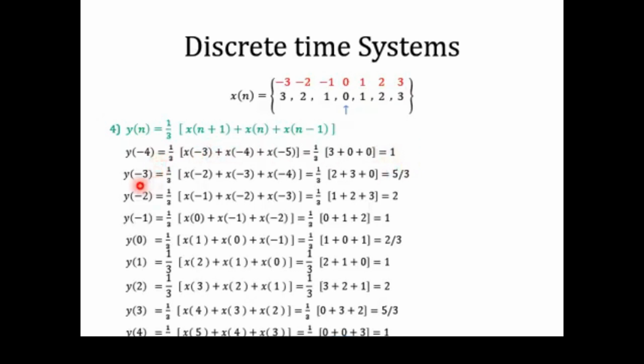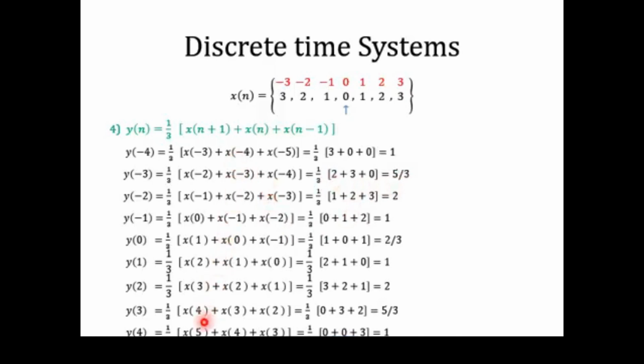Similarly, for y of minus 3, you have to put minus 3 everywhere in this difference equation. So y of minus 3 will be equal to the average of x of minus 2, x of minus 3 and x of minus 4. As you can see, x of minus 2 is equal to 2, so you will write 2 here, and x of minus 3 is equal to 3, so here we will write 3, and x of minus 4 is 0. So 2 plus 3 plus 0 will be 5, and 5 divided by 3 will be 5 over 3.